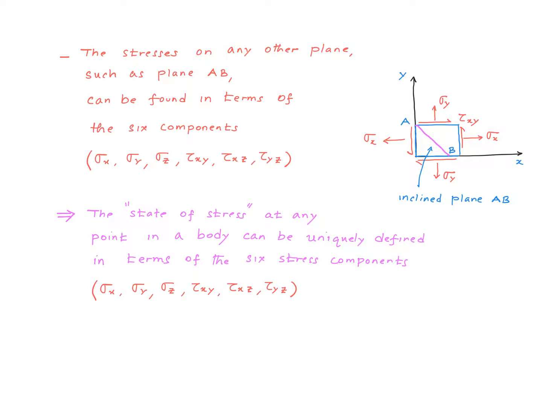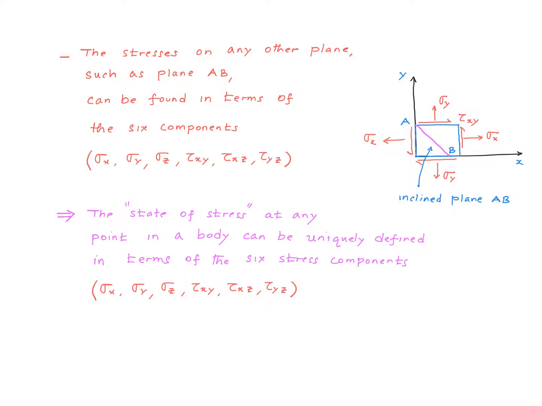So when we started this discussion, we were not sure how we were going to define the stress at a certain point, right? The state of stress at any point in a body can be uniquely defined in terms of the 6 stress components, sigma x, sigma y, sigma z, tau xy, tau xz, and tau yz.